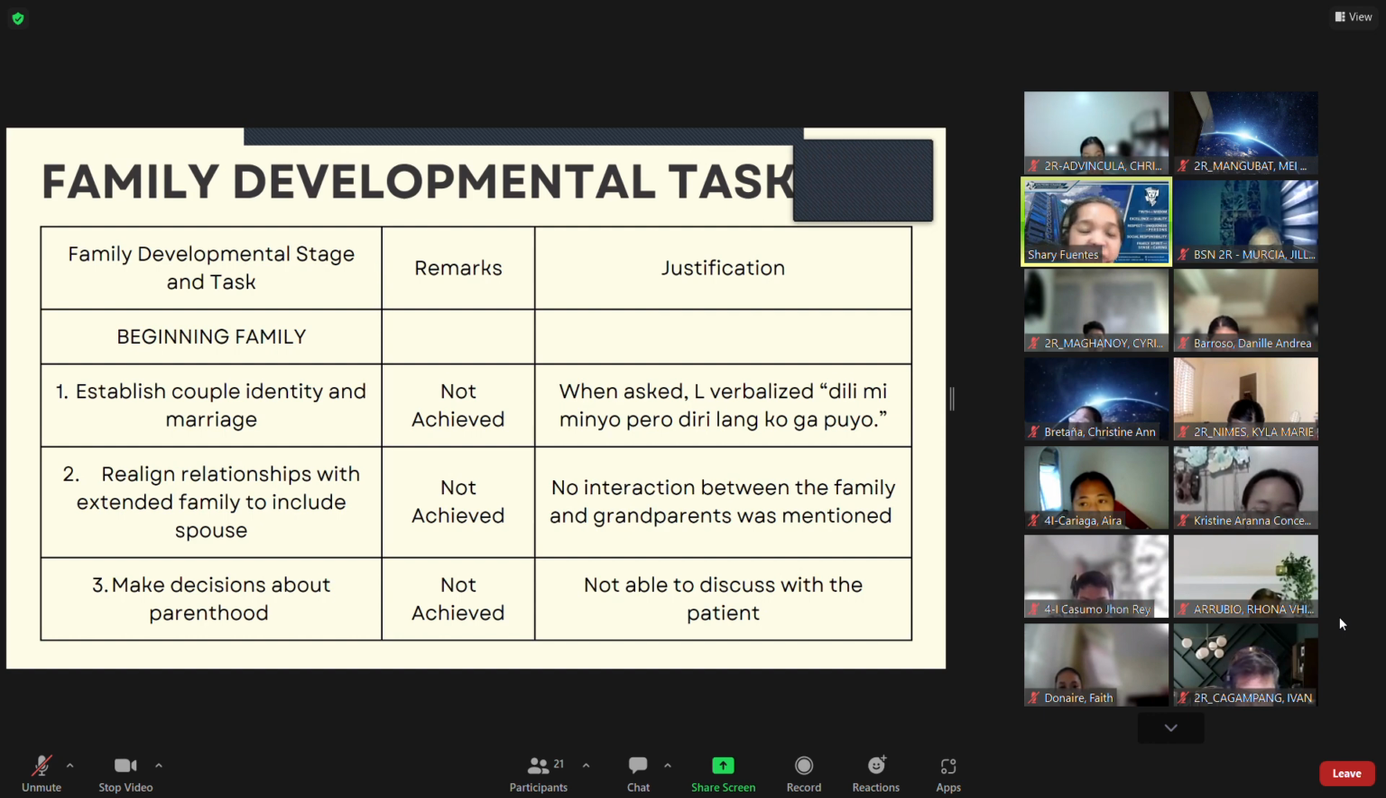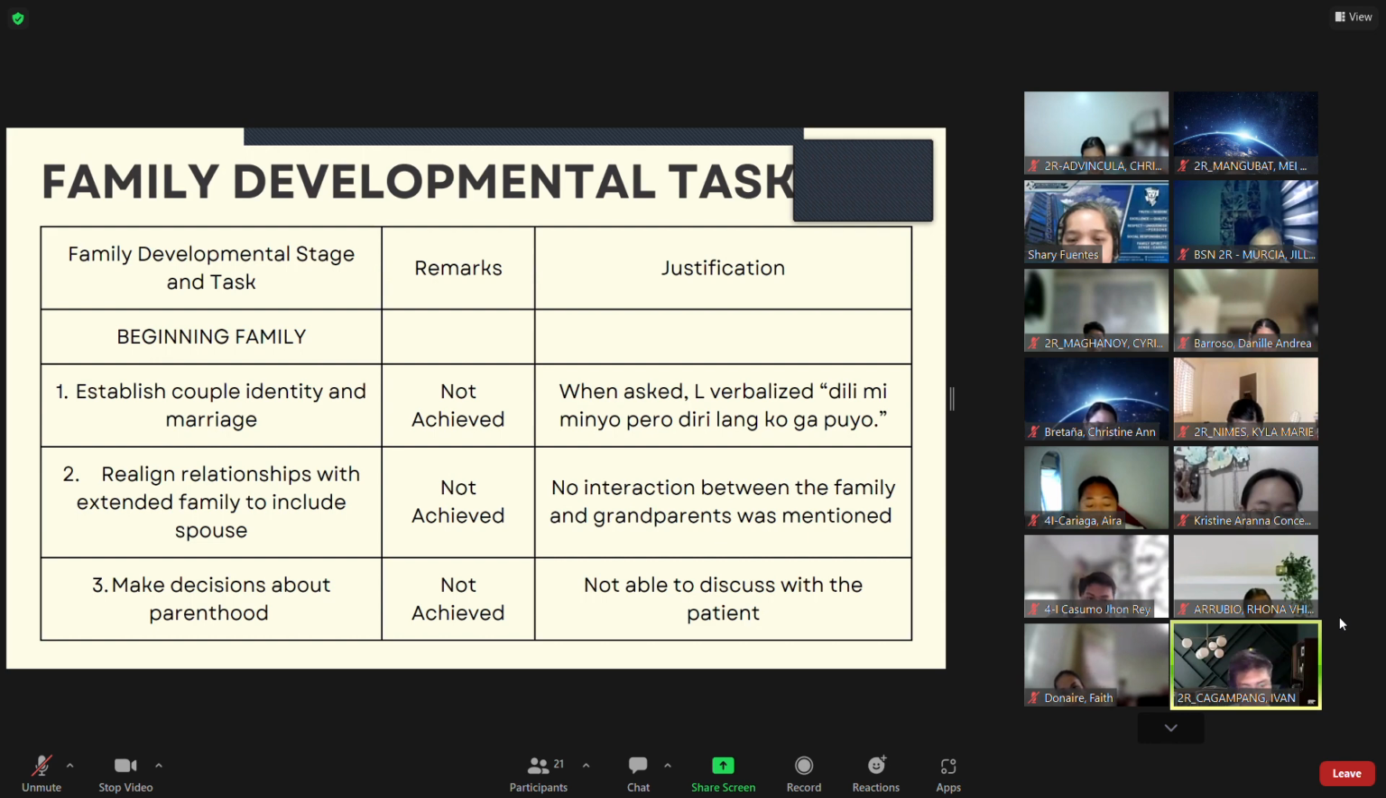So this is a beginning family. So how are you going to relate this one to the fact that the woman already has a child from the previous relationship? How was it? For me ma'am, kanang sa pag-relate sa mother ma'am, kay na siya anak.